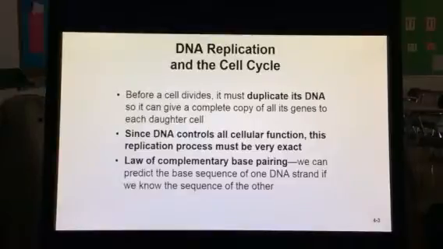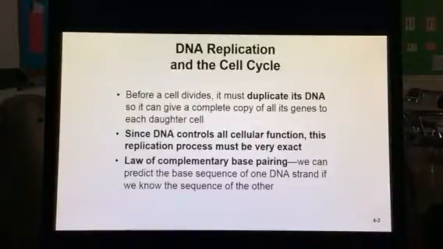Now we're going to start using the term genes, and that may or may not be familiar to you, but on the DNA, sections of the DNA code for a certain trait or a certain gene. And so it's going to be important that that full set of information is in each of the new cells. Since DNA controls everything that the cell is doing, the DNA replication process has to be very exact. Any mistakes are going to have consequences. So the cell has to be very particular and very precise about that copying process.